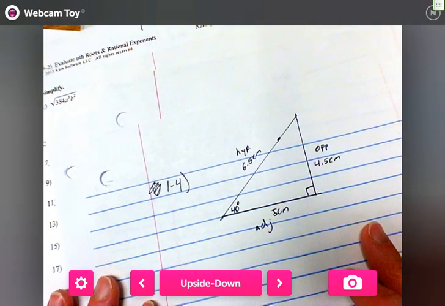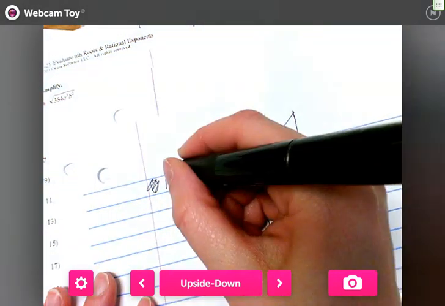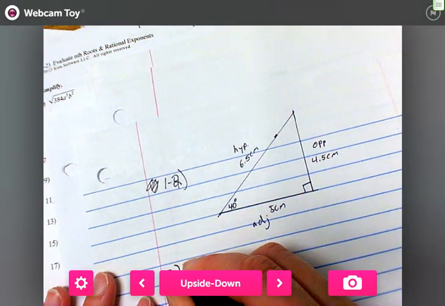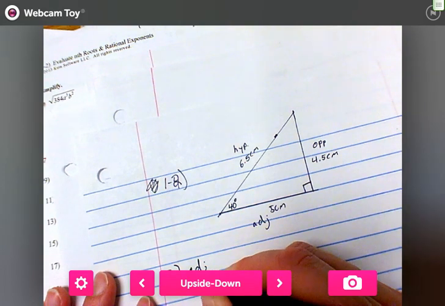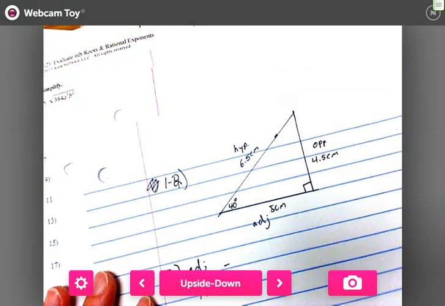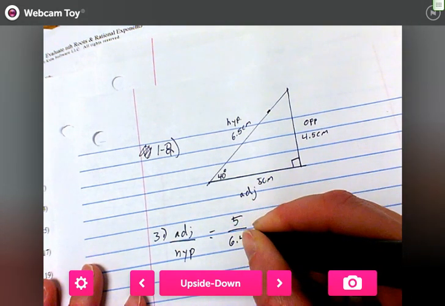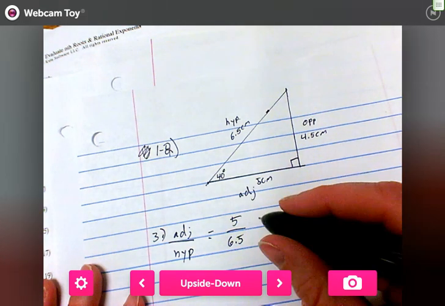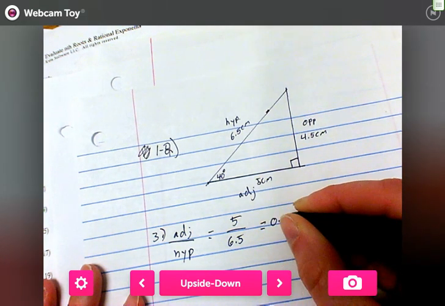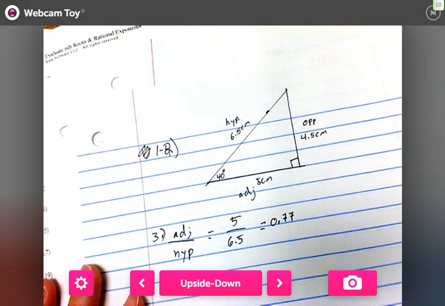I have done number 2. And this is 1 through 2. There we go. Number 3. I'm going to make my adjacent leg over my hypotenuse. So for me, mine is going to be 5 over 6.5, and I'm going to put that in my calculator and find out what I get. And I'm going to get 0.77, because I'm going to round to 2 decimal places.